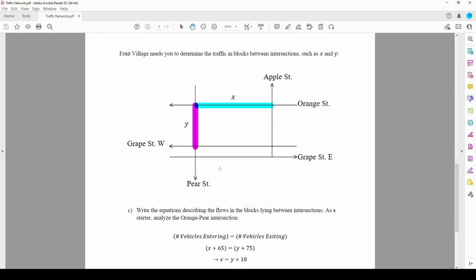Now we get to the meat of the problem. Fruit Village wants us to determine the number of cars in the blocks between intersections. For example, we need to find the value of X, which is the stretch of Orange Street between Apple and Pear Street. This is where we have to apply the so-called conservation of cars to each individual intersection. Keep in mind that every street is one way and one lane. It's evident that there are a lot of blocks between intersections, so we'll have to apply conservation of cars a lot. Eventually, we'll end up with a bunch of equations and a bunch of unknowns, so we form a linear system. Let's move to a more organized environment.